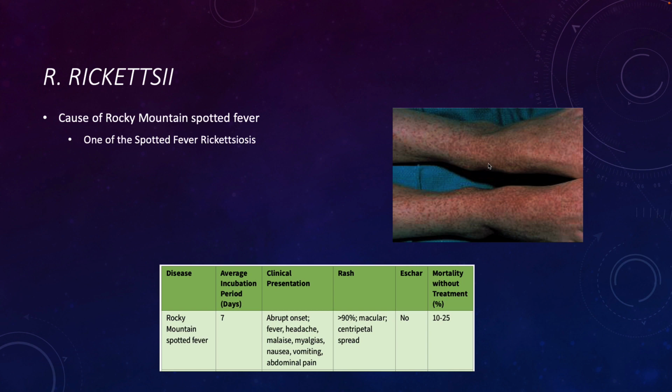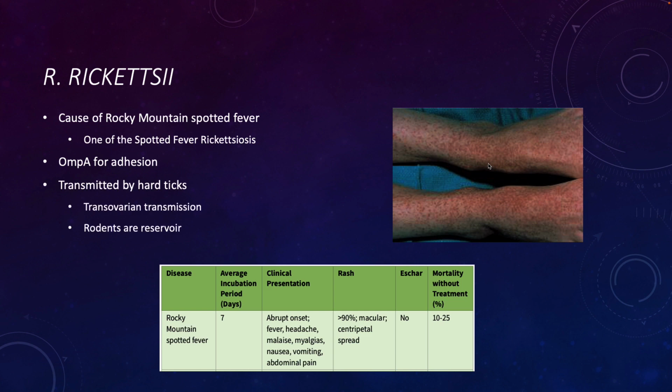This is one of the spotted fever rickettsial species, and the disease it specifically causes is Rocky Mountain spotted fever. That's one of the most common spotted fevers. It has a protein called OMP-A, outer membrane protein A, that helps it to adhere to cells so that it can be phagocytized and then escape the phagosome and replicate inside of the cytoplasm.